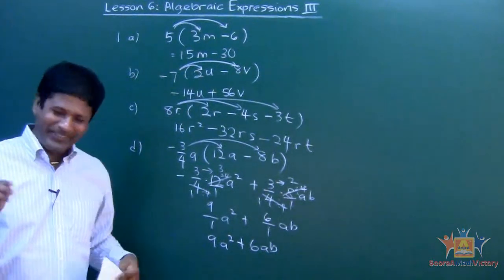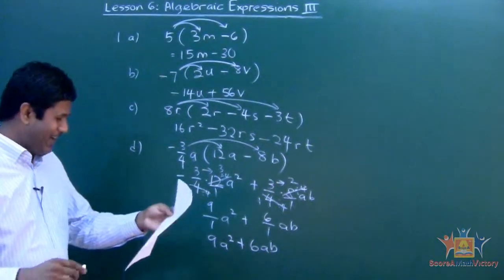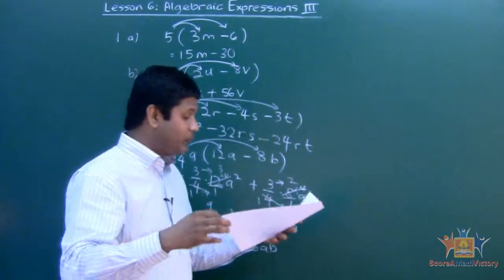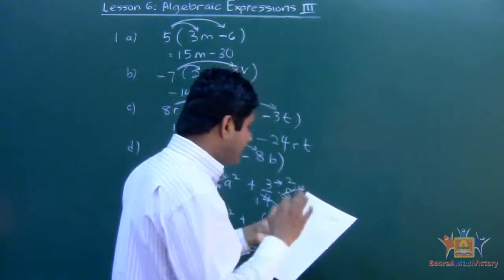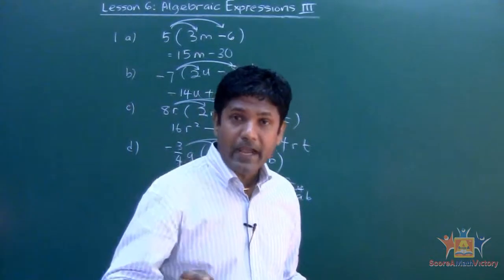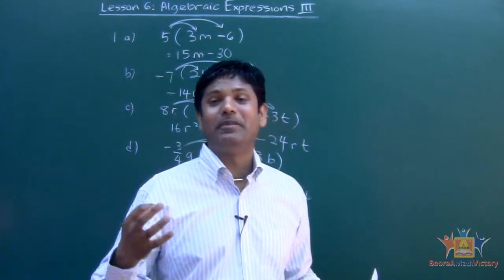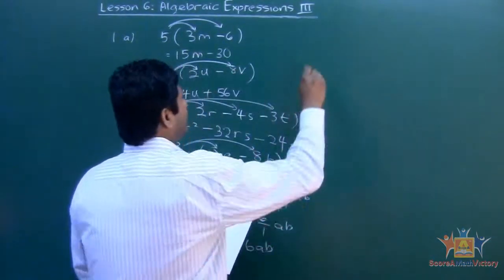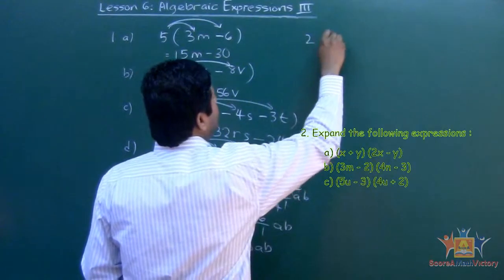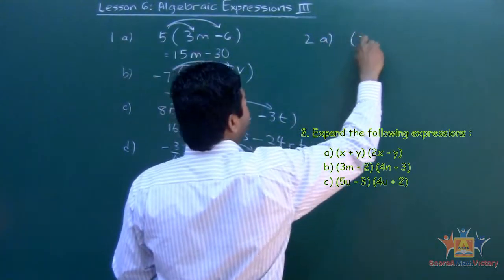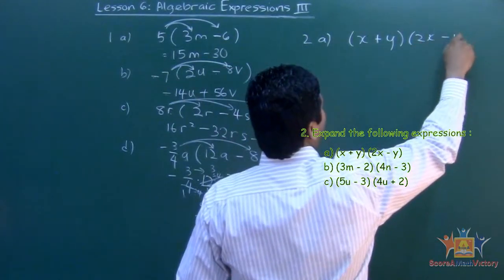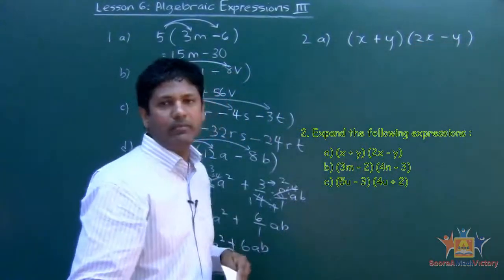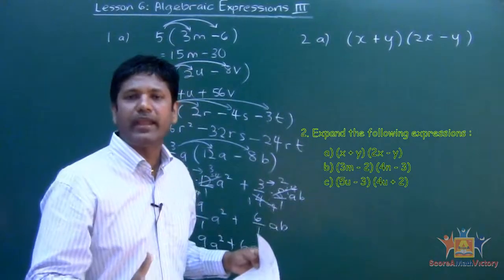You got it? Good job. Alright, let's do problem 2. Problem 2 also says expand the following expression. Now this time we've got two pairs of brackets. So 2a, you're given x plus y, 2x minus y. So you've got 2 brackets you're multiplying. You're expanding with the 2 brackets.